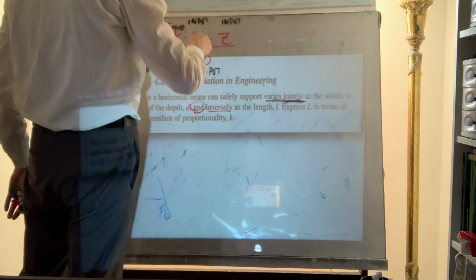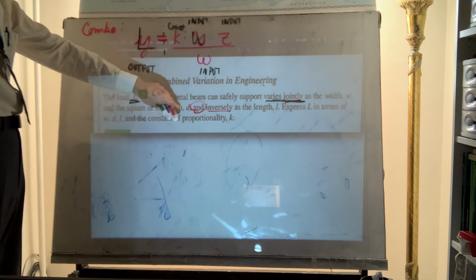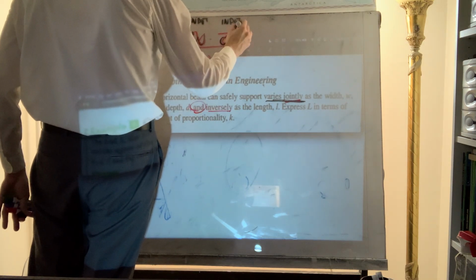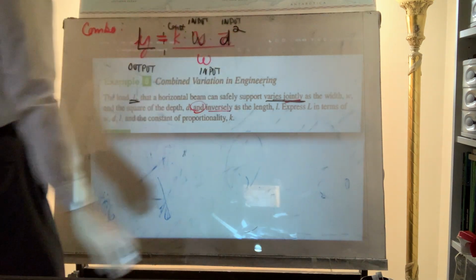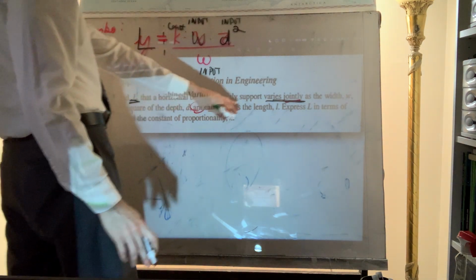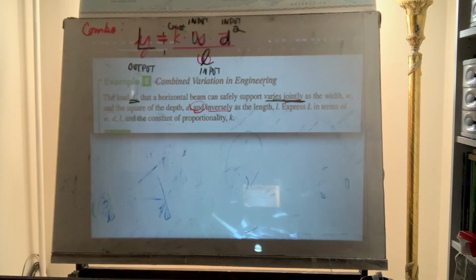Width is mentioned first, so I'm going to put that in place of x. Square of the depth D is mentioned second. So I'm going to put a D on top of Z, but remember that it's squared, so it's an exponent of 2. And inversely as length L. So a lowercase l would be on top of this, superimposed upon this W here.